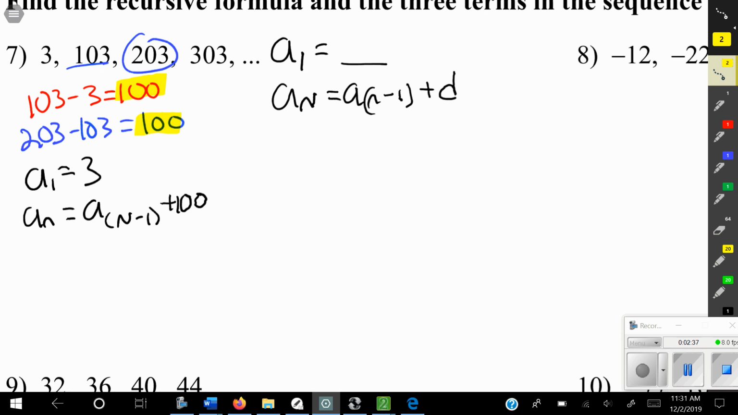So to find the fourth term, you need the third term. So 4 minus 1 is 3. And what is a of 3? Well, a of 3 is 303. And you would add 100 to it and get 403. You always need the previous term in a recursive formula. But this is the answer here as far as writing the formula.